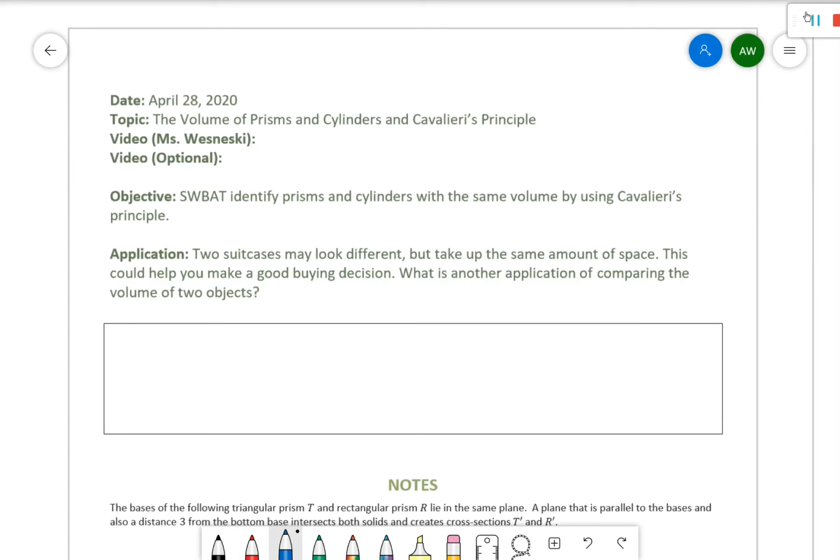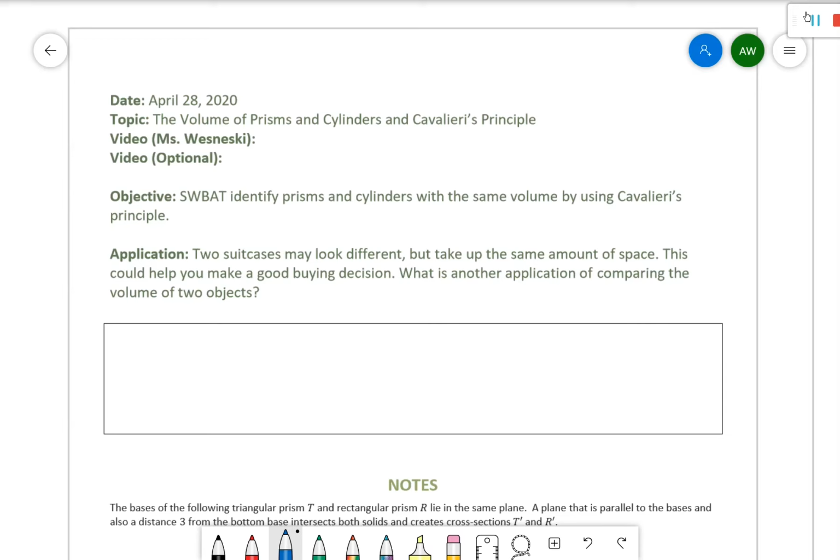Hi everyone. Today our topic is the volume of prisms and cylinders in Cavalieri's principle. We'll talk a little bit more about what Cavalieri's principle is later. Our objective for today is that students will be able to identify prisms and cylinders with the same volume by using Cavalieri's principle. So we're going to be looking at pairs of cylinders and prisms and seeing whether or not their volume is the same by using this new tool that we're about to learn.